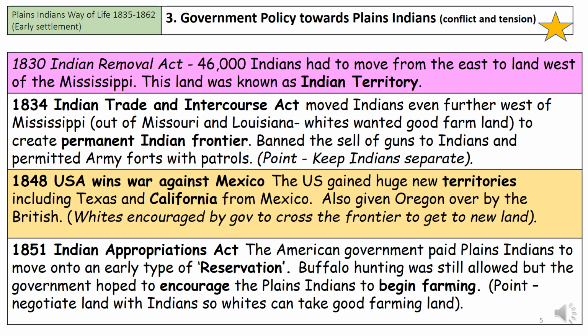Then, in 1851, we have a slight change again with the Indians Appropriations Act. And this is where the American government put aside a few $1 million in order to encourage an early type of reservation. So they used that money to move some of the Indian tribes into reservation-style areas of land. They were allowed to still leave them to go buffalo hunting, so it isn't quite a formal reservation yet, but they encouraged them to move off of where the trails are. And they want them to stop farming as well, so they kind of encourage that too. They are negotiating with the Indians at that point, so government policy now is negotiating because they believe that the Indians do still have a claim to the land, a rightful claim.